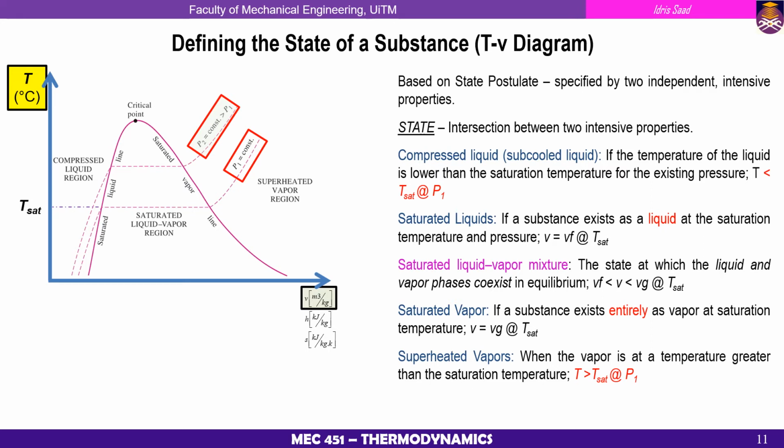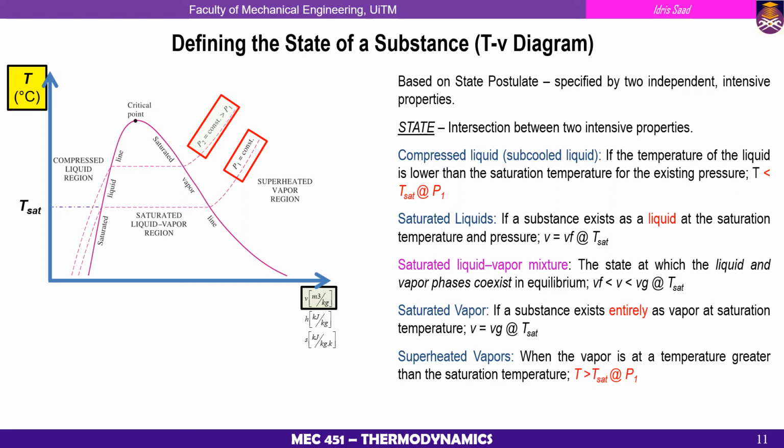In order to define the state, we just need the intersection between two intensive properties only. What this means is, if we know the value of the pressure and temperature, then we can plot the state on this TV diagram. Based on that, we can easily identify the phase of the substance as well as get the value of the specific volume. Similarly, if we know the value of the specific volume and pressure, we can also plot the state on this TV diagram. So, we can identify the phase of the state and also get the value of the temperature. The process can be repeated with the other two intensive properties.